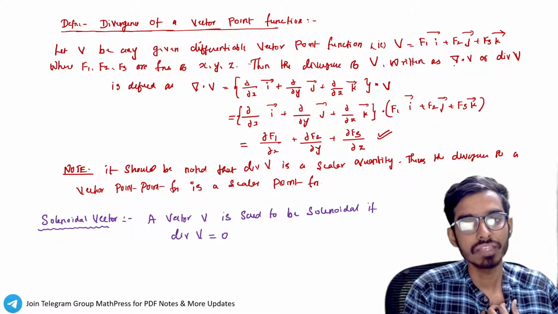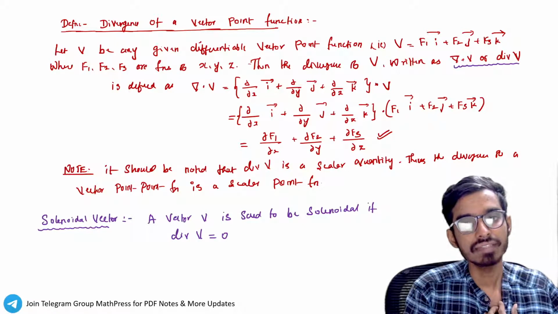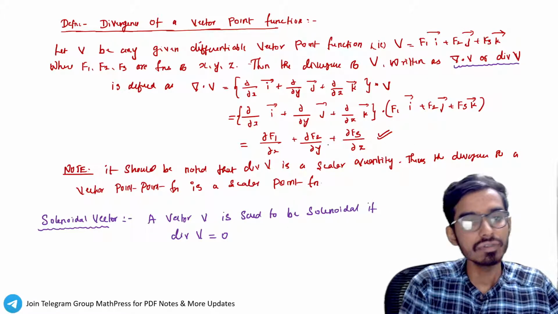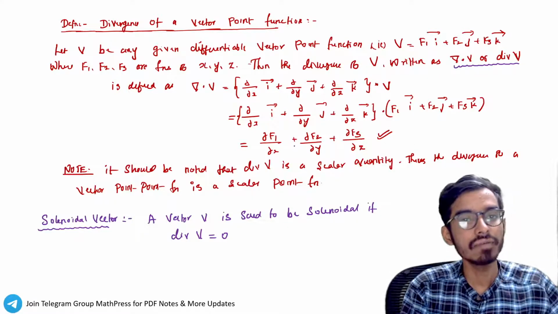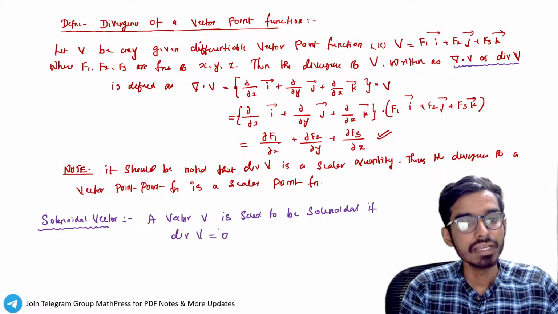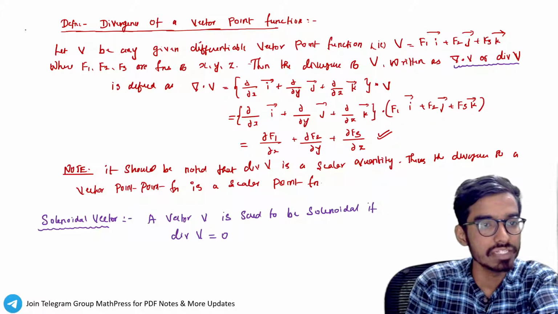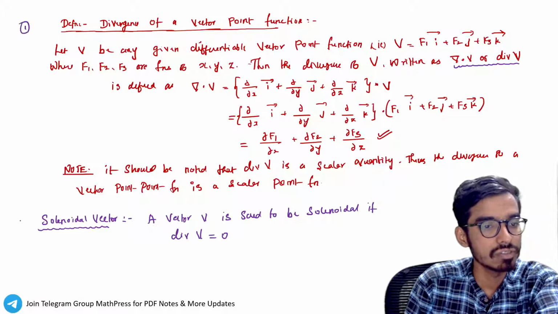Because you can always denote the divergence of b as del dot b. If this answer is 0, then we say that b is a solenoidal vector. Very, very important definition: a vector b is said to be solenoidal if the divergence of b is equal to 0. So we're going to see 4 definitions. This is 1, this is 2, now this is 3.